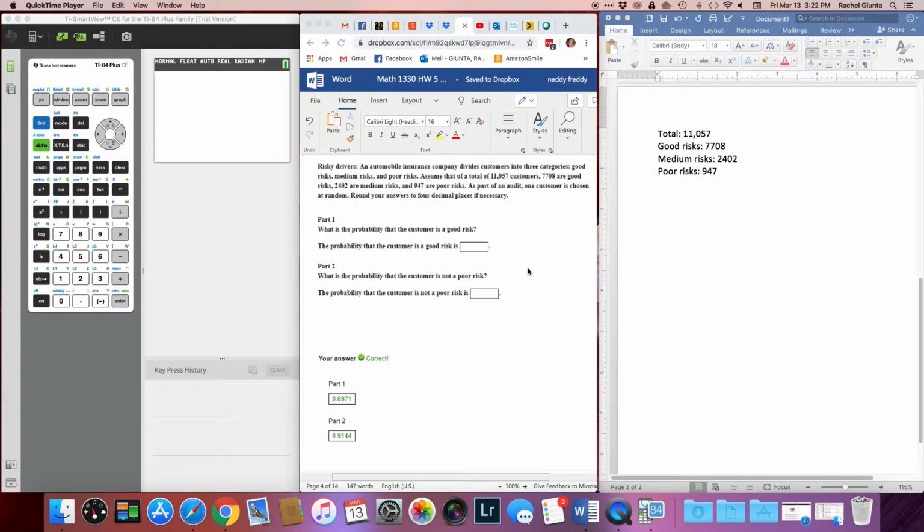This is section 5.1, example 3, and this is a problem that talks about Risky Drivers. An automobile insurance company divides customers into 3 categories: good risks, medium risks, and poor risks. Assume that of a total of 11,057 customers, 7,708 are good risks, 2,402 are medium risks, and 947 are poor risks. As part of an audit, one customer is chosen at random. Round your answers to 4 decimal places if necessary.